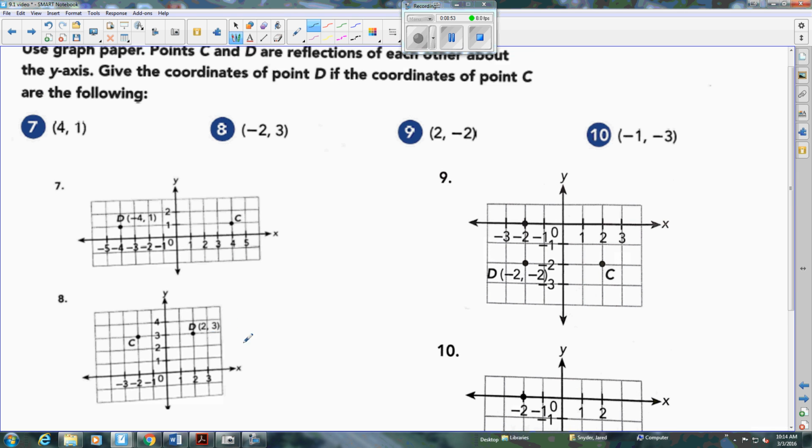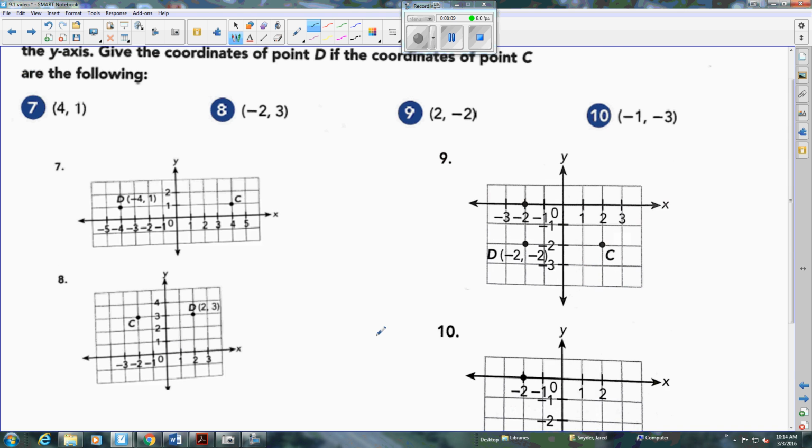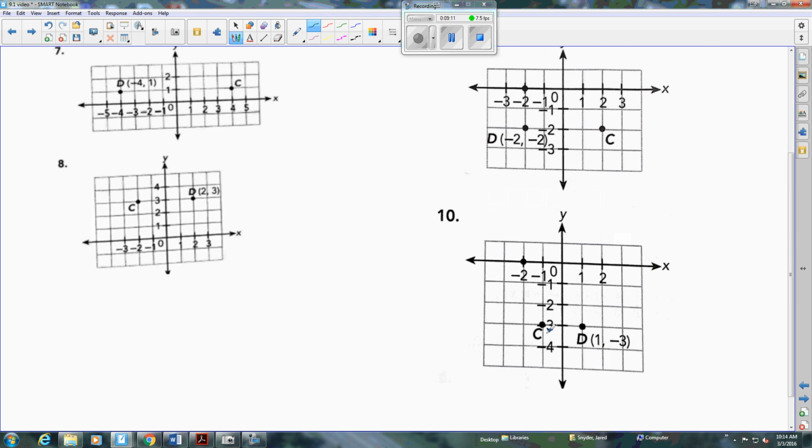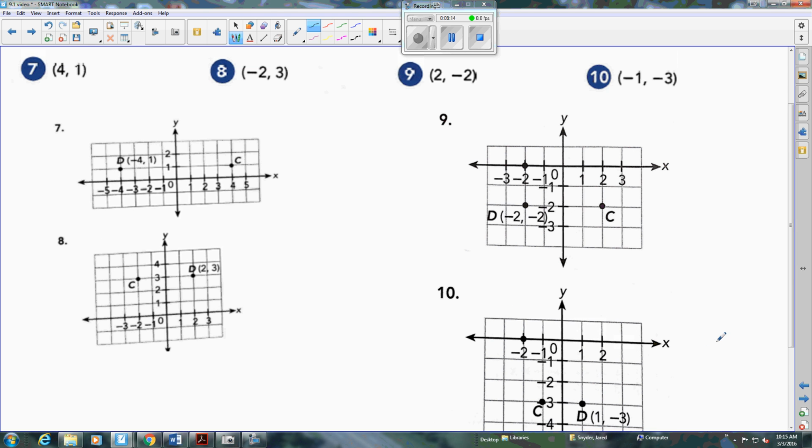Number 8, it looks a little askew. We start off with (-2, 3), flip it over to (2, 3), because there's the axis. So it's 2 away from the y-axis, then just continue on 2 past the y-axis. Number 10 started off 1 away from the y-axis, continue on 1 past, and the correct answer is (1, -3). Number 9, I don't think I went over. The correct answer is (-2, -2).